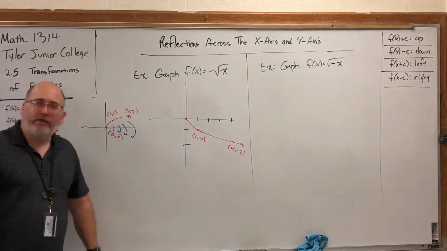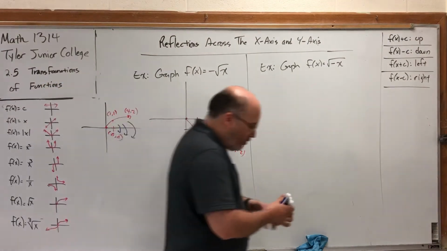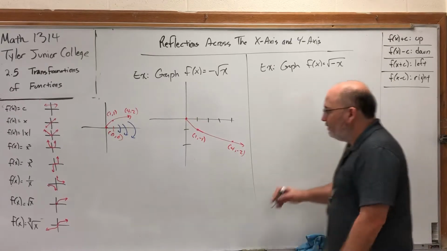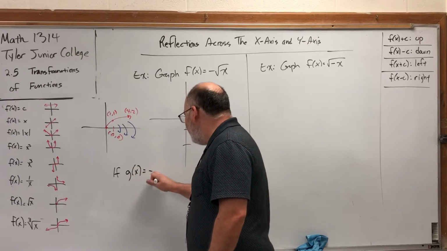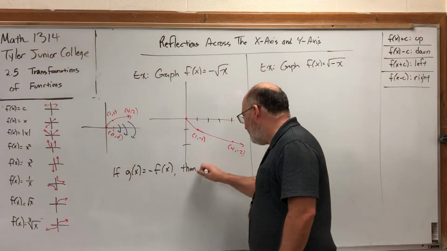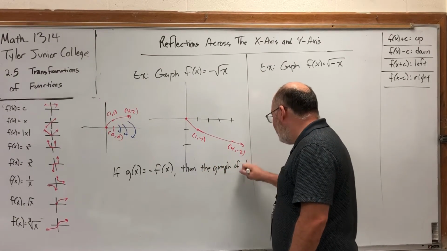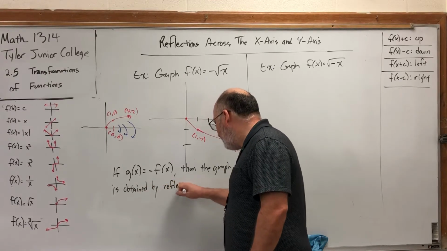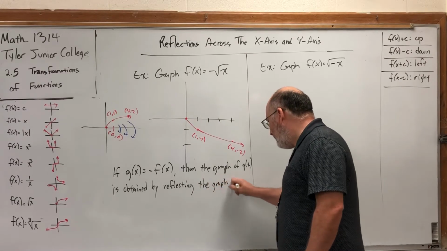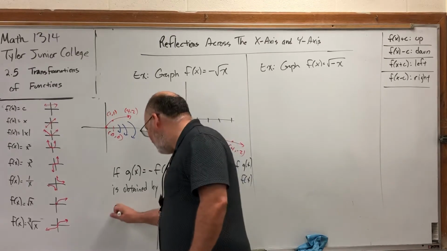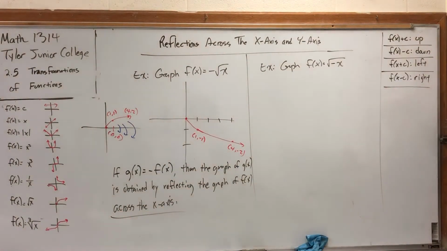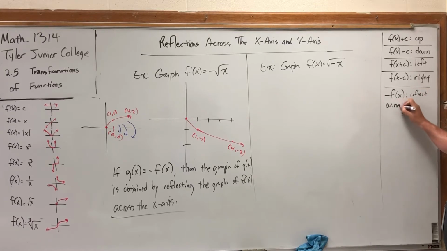So it seems like putting a negative in front of the function will invoke a reflection across the x-axis, and you would be correct. I'm not going to write the entire sentence. I will say it. If g of x equals negative f of x, then the graph of g of x is obtained by reflecting the graph of f of x across the x-axis. Or in short, if you stick a negative in front of a function, you reflect across the x-axis.